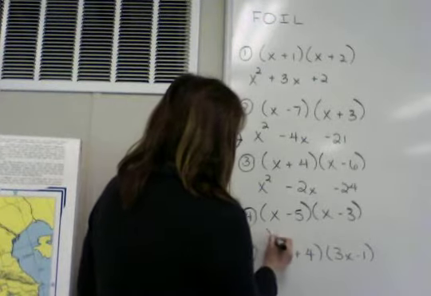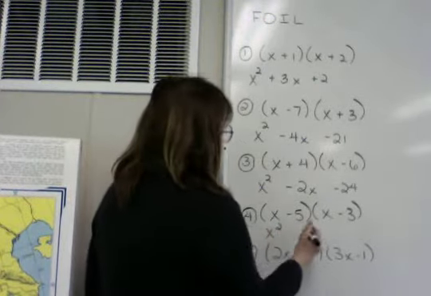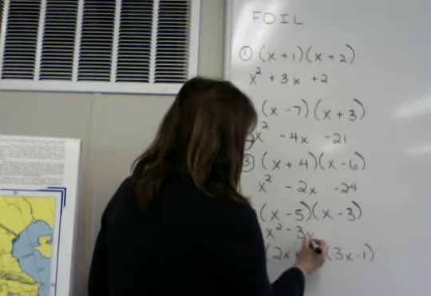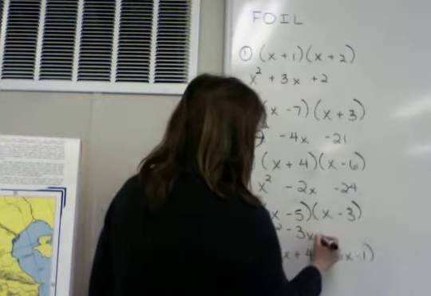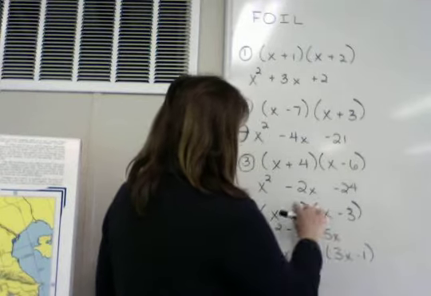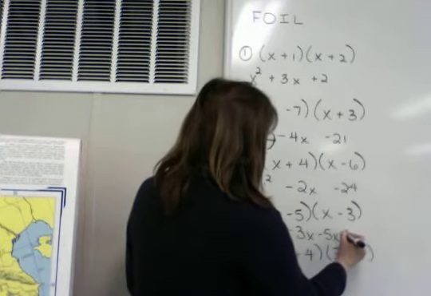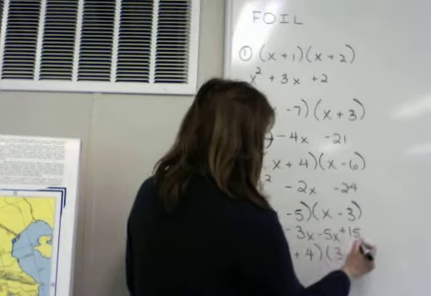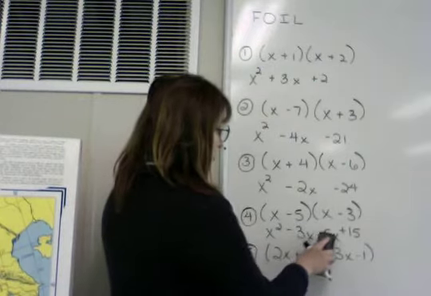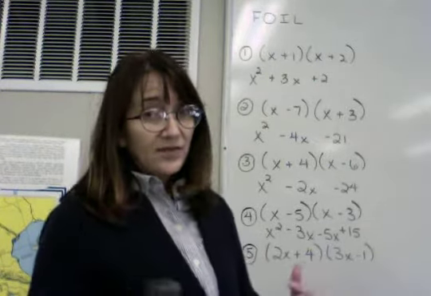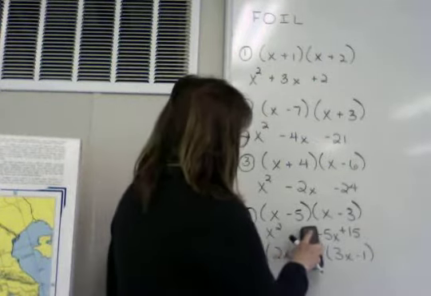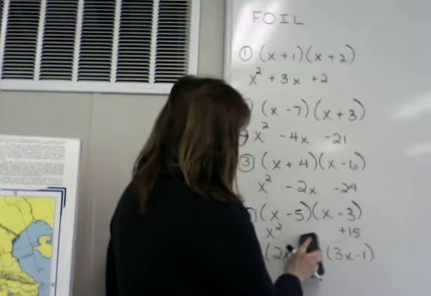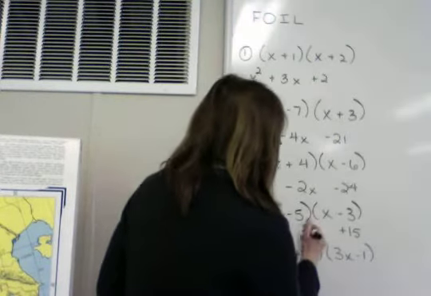Multiply the first term, x squared. Outer terms, negative 3x. Inner term will become a negative 5x. And the last term, multiplying that together, will become a positive 15. I have to add these two together. Signs are the same. That will become a negative 8x.